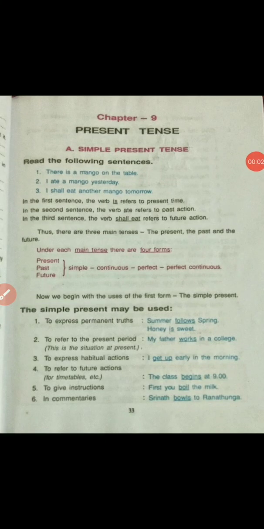Dear students, now let us go to see the grammar, present tense. Grammar book, its 9th chapter. Okay, chapter 9 in grammar book. First one, simple present tense. Okay, see the given sentence.